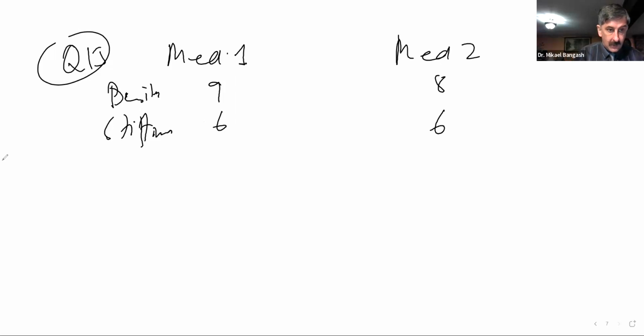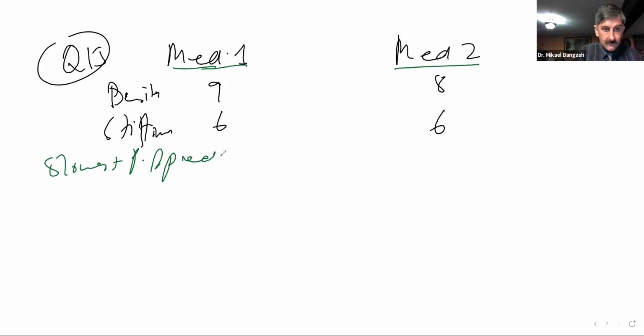So what they are looking for is which of these two media has the slowest propagation speed. Did you guys get that? Yep. Good.